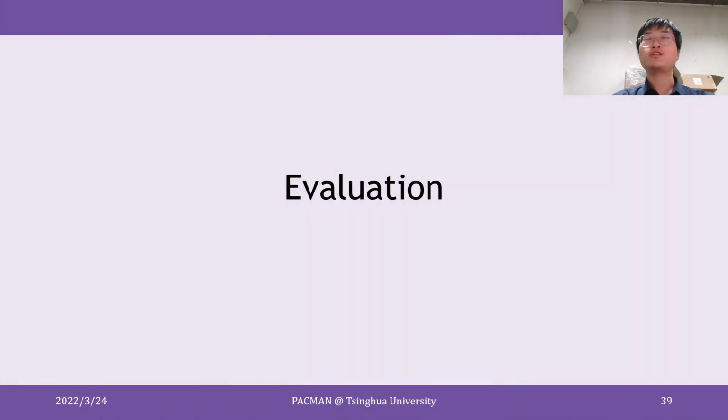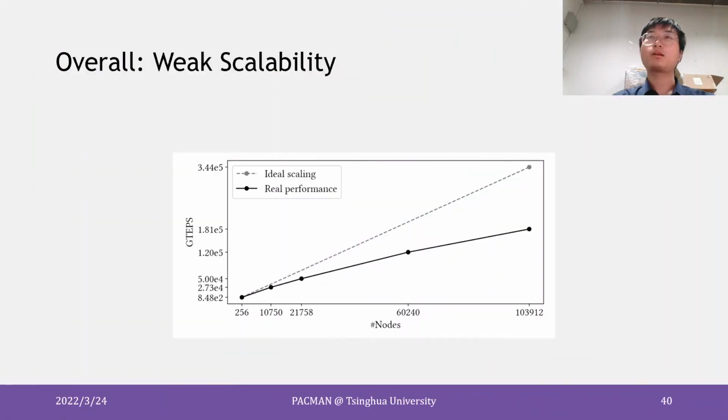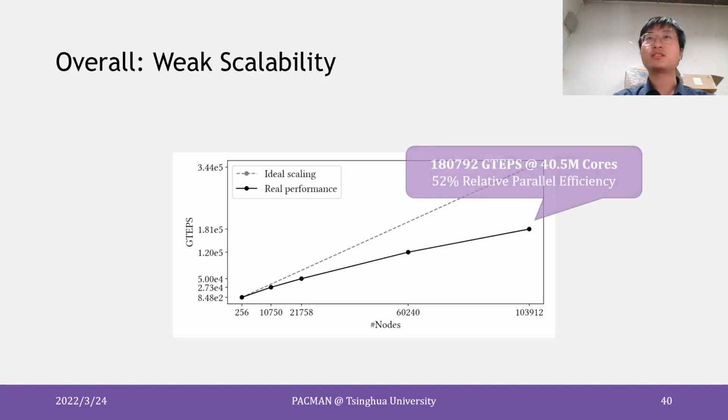It's finally the evaluation time. Firstly, let's take a look at the weak scalability. At full scale, we observe 52% relative parallel efficiency when compared to the single supernode run, indicating good weak scalability.